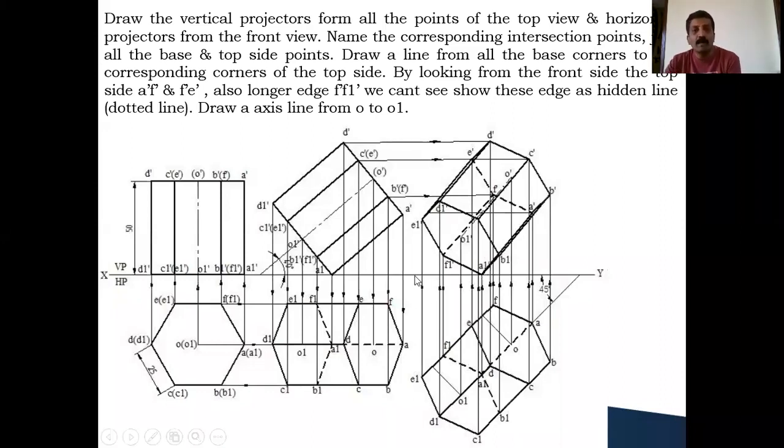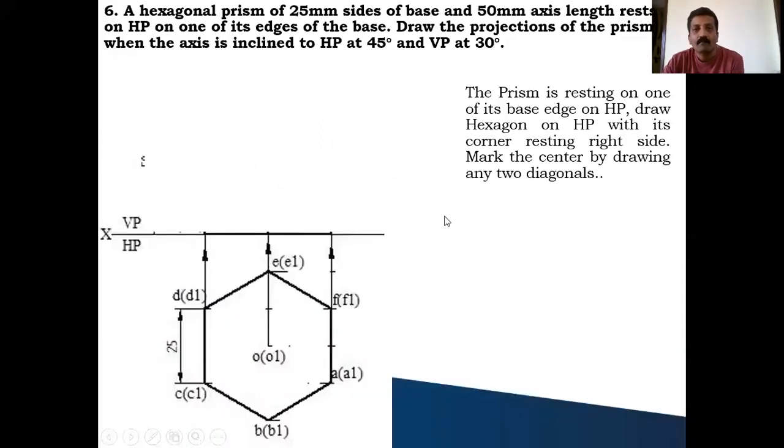Now we'll go to the edge condition example and discuss it. So what is given here: a hexagonal prism, 25 millimeter base and 50 millimeter axis length, rests on HP on one of the edges of its base. Draw the projection of the prism when the axis is inclined to HP at 45 degrees and VP at 30 degrees. Here both inclinations which are given are true inclinations. That's why for the final position we have to take the locus for this. Okay, we'll see to that at the end.